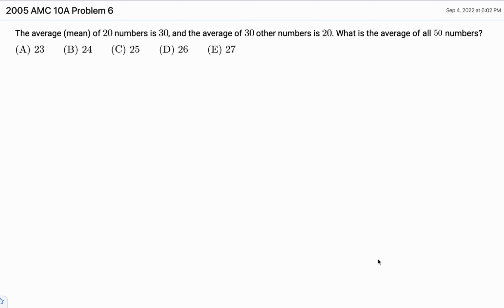Welcome back. This is problem 6 of the 2005 AMC 10A. The average, or mean, of 20 numbers is 30, and the average of 30 other numbers is 20. What is the average of all 50 numbers?